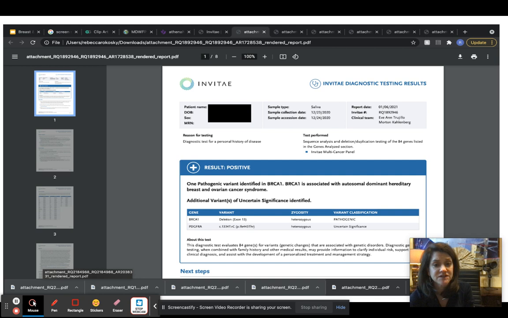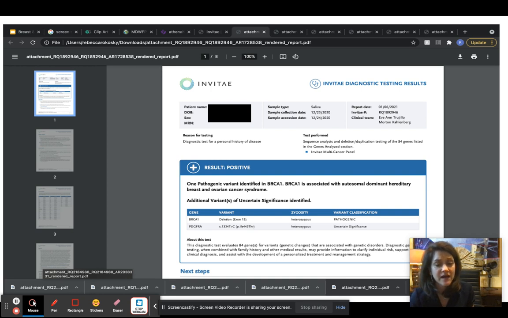So if you look under the gene variant, it goes through the BRCA. It's a deletion, which is not quite important unless you're really into genetics, and it's heterozygous. Genetics are like a pair of shoes. You get one from mom, one from dad. So this lady just got a bad copy from mom, but a normal working gene from dad. And the lab classifies it as pathogenic.